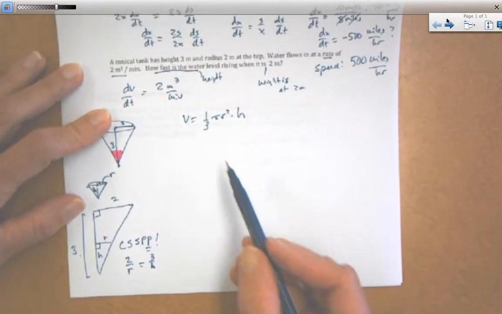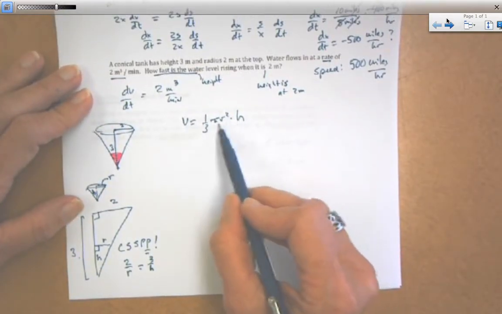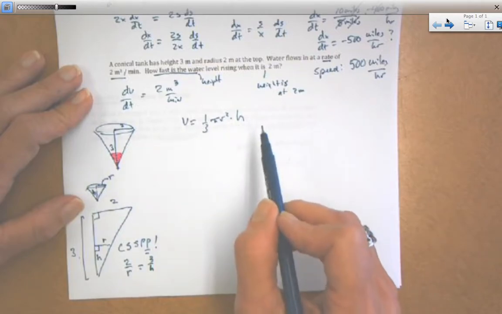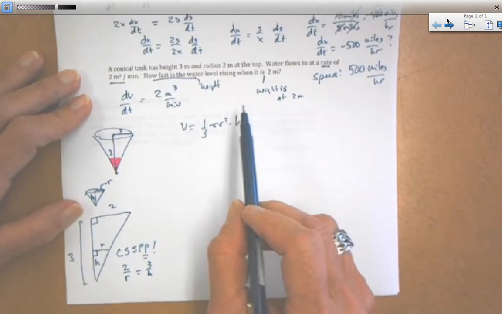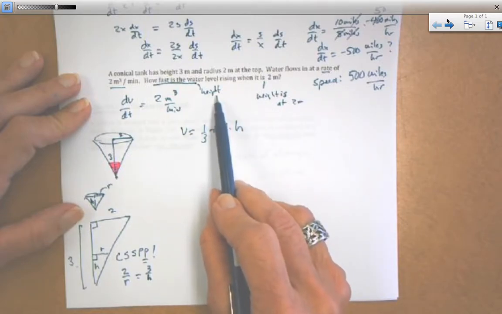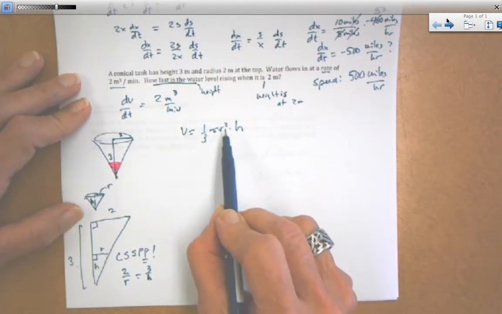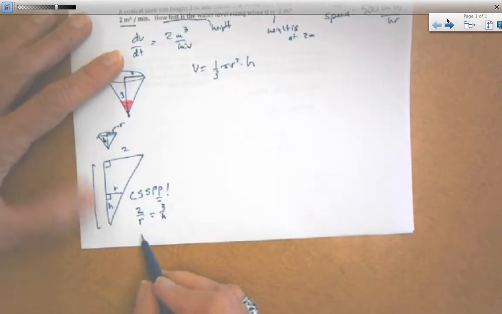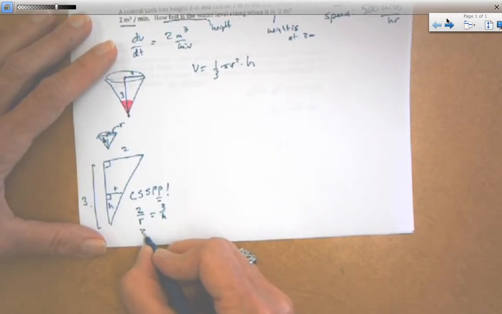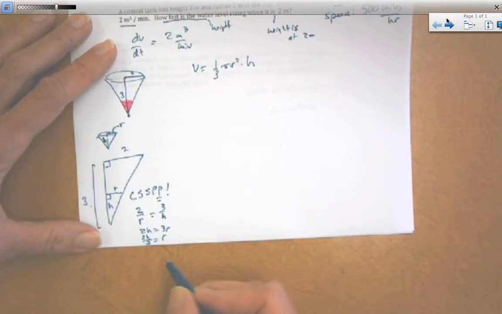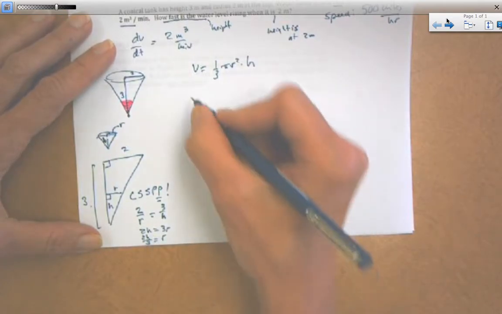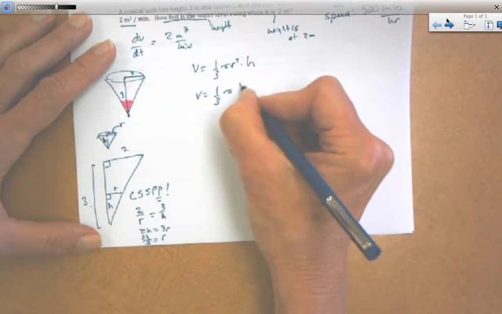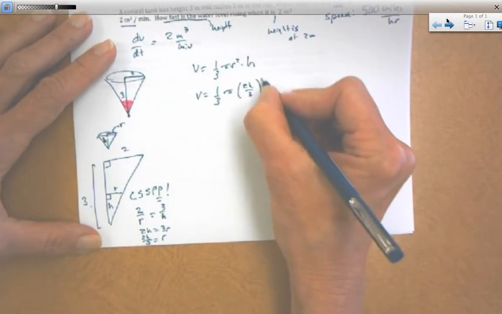All right, so now I've got a relationship between R and H. Let me go back to my original equation because I didn't want two variables. I got to make a decision which one I don't want. Well, since I want to see how the height is changing at 2 meters, I don't want an R in my problem. I want R in terms of H, if I can do that. So 2H equals 3R. R is equal to 2H over 3. Yay, that makes my life a little bit easier. So let's take that expression. R now is in terms of H, and let's substitute 1/3 pi (2H over 3) squared times H.